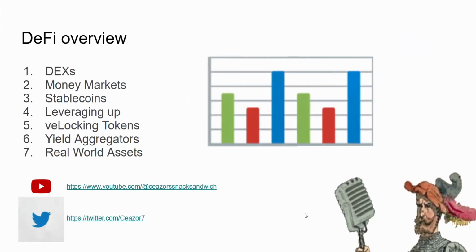Okay, the next slide is kind of like a DeFi overview. This is kind of like a table of contents of all the slides that will be following this. Now this one won't have its own video because it's just a table of contents, okay? So basically I'm going to talk about DEXs, I'm going to talk about the money markets, I'm going to talk about stablecoins, I'm going to talk about leveraging up and leveraging down as well, veLocking of tokens, yield aggregators, and real world assets.